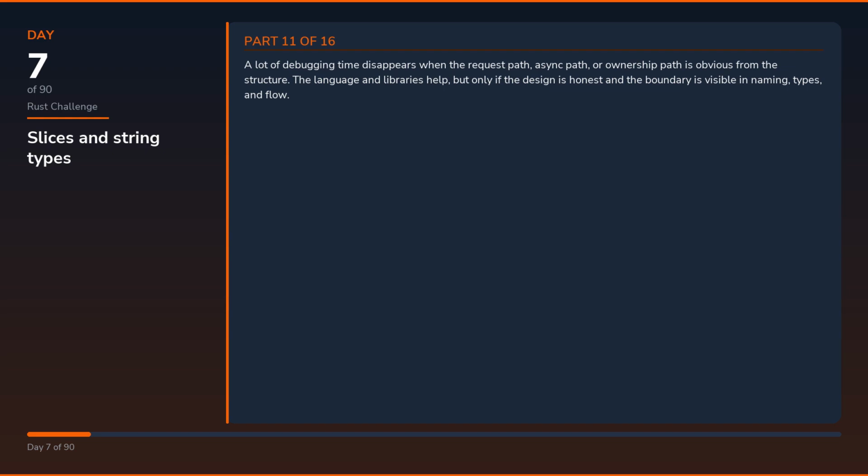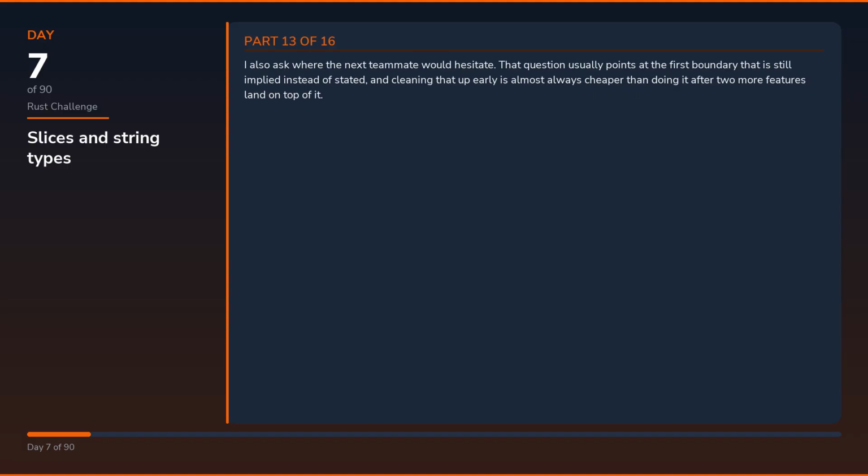The language and libraries help, but only if the design is honest and the boundary is visible in naming, types, and flow. My test is simple: could I explain this same design tomorrow with a different example and still keep the same reasoning? If yes, the lesson probably landed for real. If not, I probably memorized a recipe instead of understanding the trade-off.